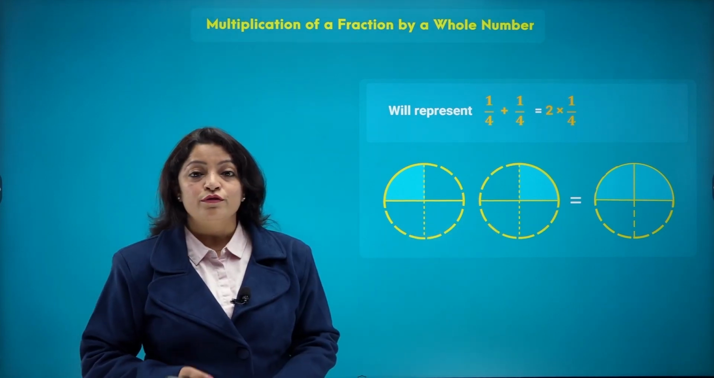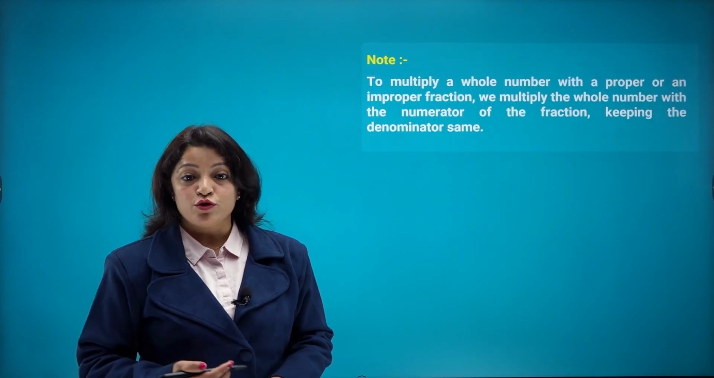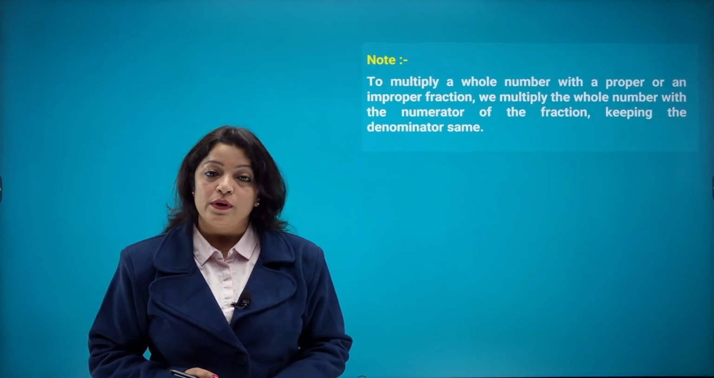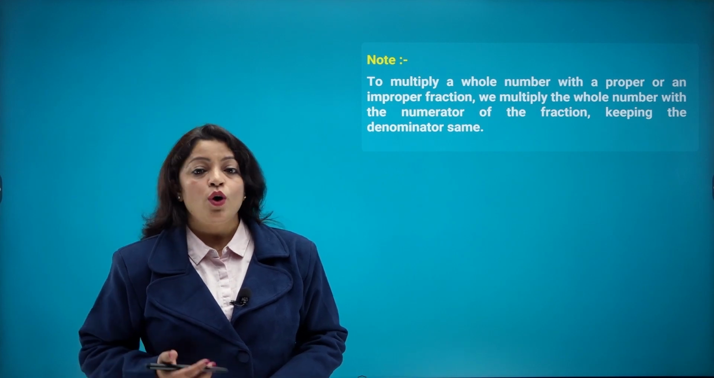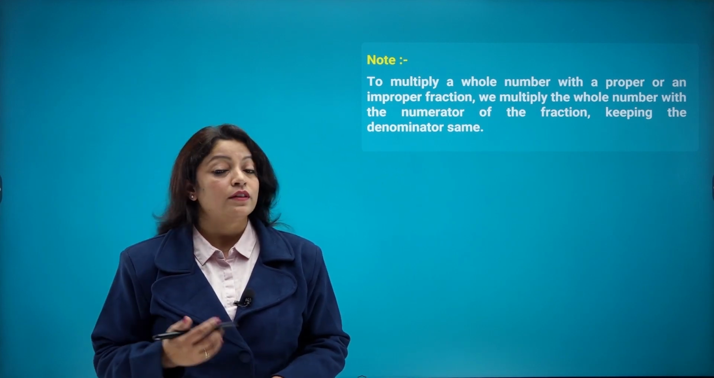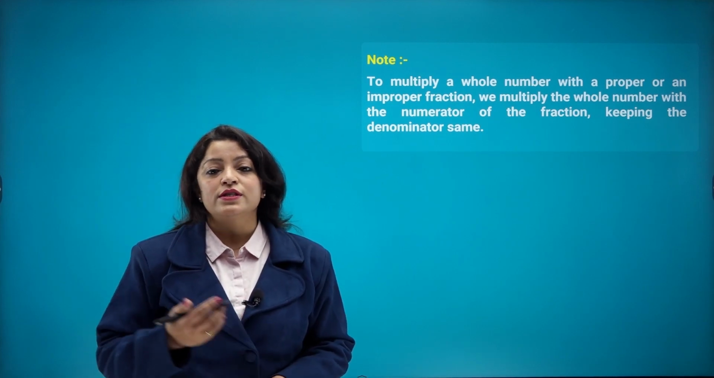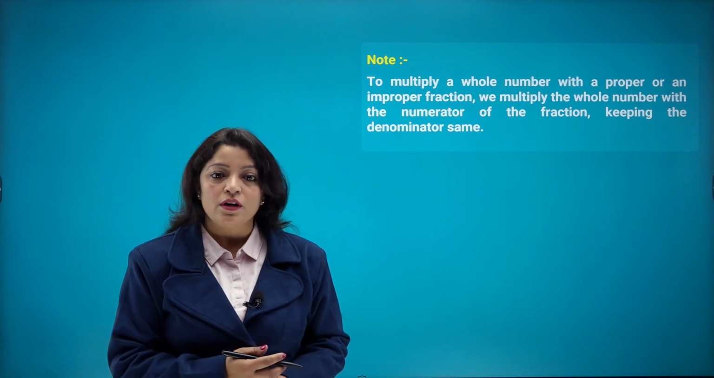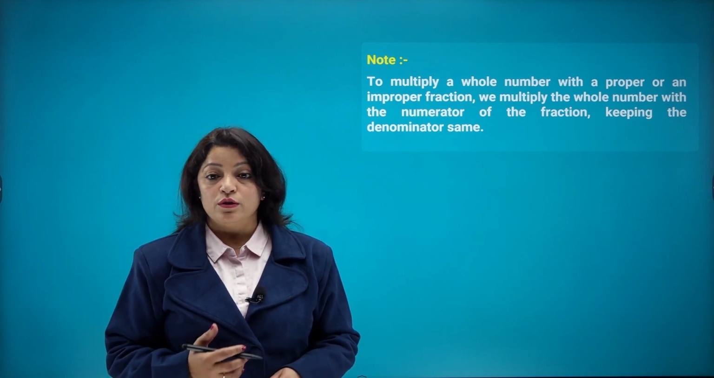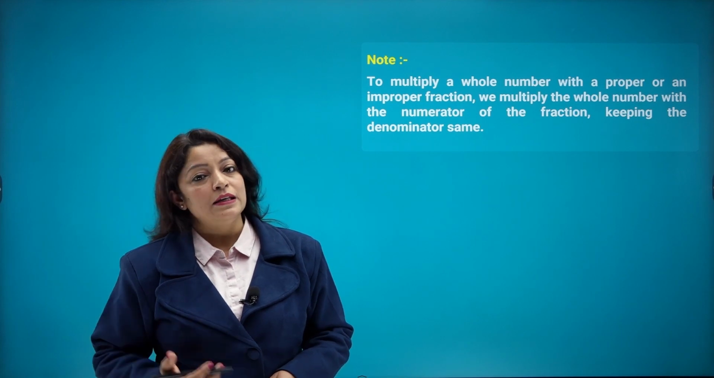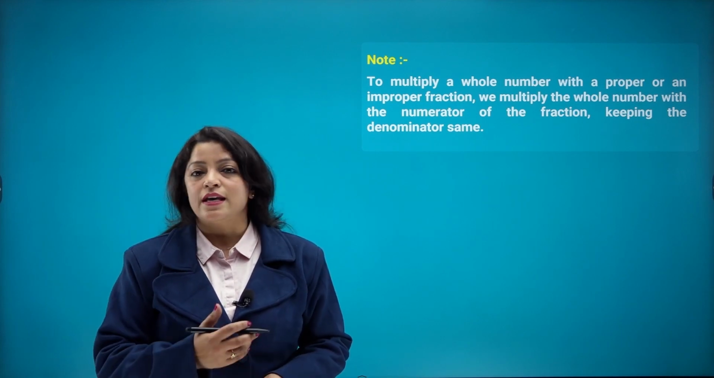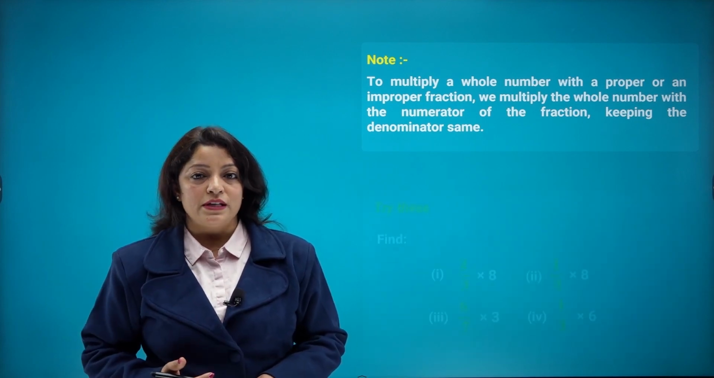So now from this we can conclude that if we have to multiply a whole number with a proper or an improper fraction, then what we have to do? We just have to multiply the whole number with the numerator of the fraction, keeping the denominator the same. It's a very simple task.